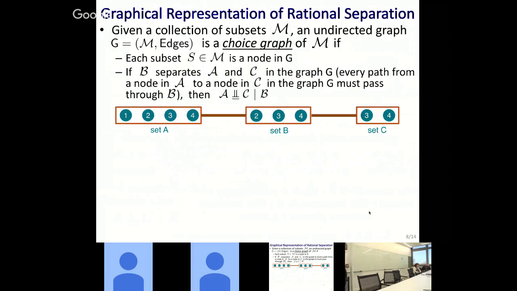It's not if and only if. No. That's why the complete graph satisfies it. That's correct. That is very important. Yes, that's correct.